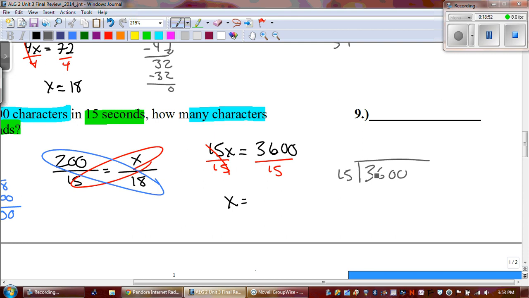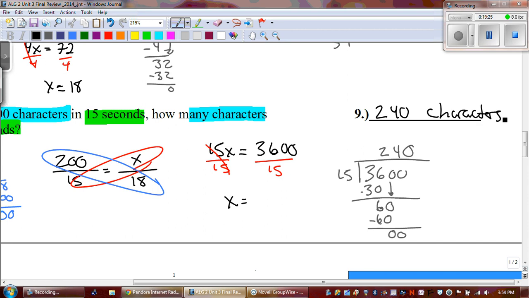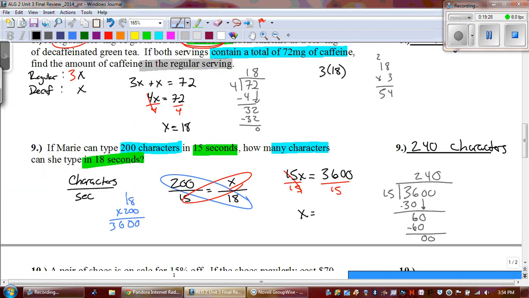Now, does 15 go into 3? Nope, but does 15 go into 36? Yeah, it goes in there twice because that's 30. Drop the 6. Does 15 go into 60? You can do this using your multiplication charts. It goes in there 4 times. We get 0, and then we just add a 0. Okay, so the answer, x equals 240 characters. Make sure to write an answer, or to label your answer.